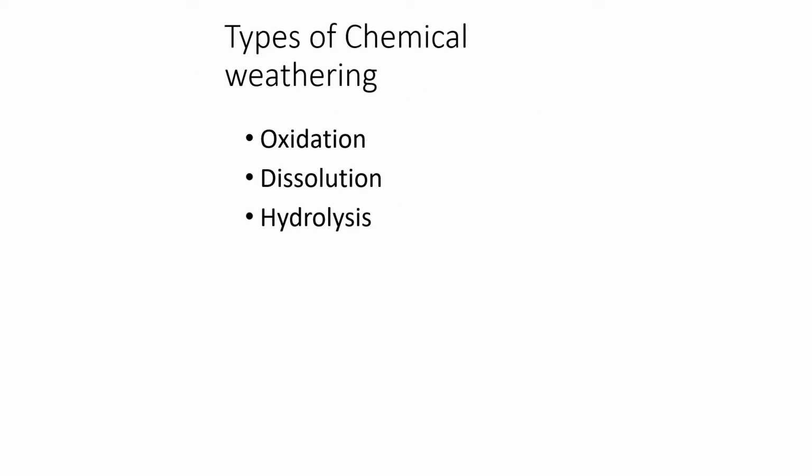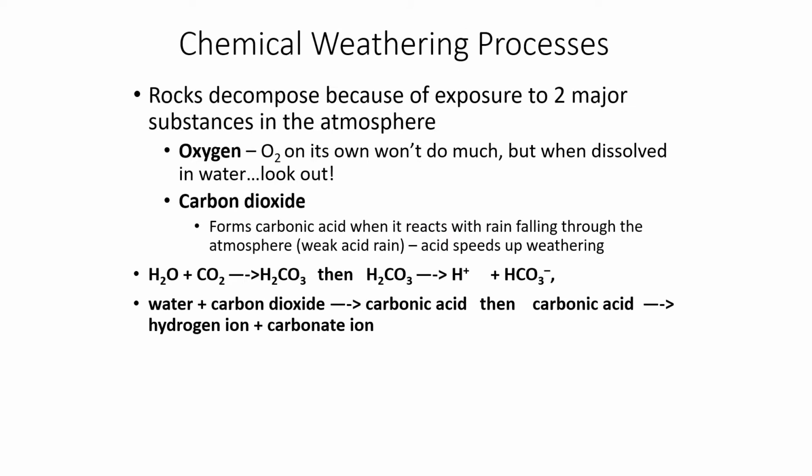So there are several types of chemical weathering. There's oxidation, there's dissolution, and there's hydrolysis. So we're going to get into a little bit of chemistry here. Rocks decompose mainly because of two major substances that are in our atmosphere, oxygen and carbon dioxide. And oxygen, on its own, doesn't do too much, but when oxygen is dissolved in water, it's aerated, it can go to town.